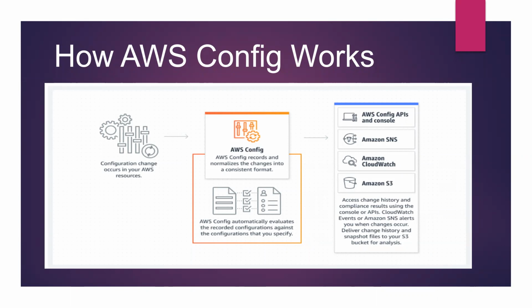If a resource violates the condition of a rule, AWS Config automatically flags the resource and the rule as non-compliant. When the compliance status of a resource changes, AWS Config also sends a notification to your Amazon SNS topic. Here you can see other APIs, SNS, CloudWatch, and S3. These deliver the changes history, and it will snapshot the file to our S3 bucket for analysis. Now we have seen how AWS Config works.